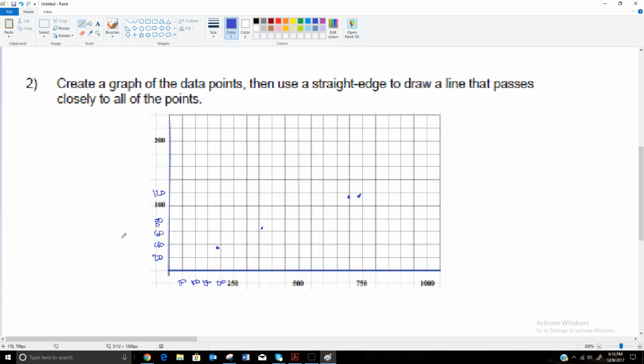Now it says to use a straight edge to draw a line that passes closely to all the points. So we're going to do like we did before. For me, I'm going to grab this tool. If you were doing it at home, you might just use a ruler or something. But it looks to me like I want to put a line somewhere right about there. It looks like this point's a little low, this point's a little low, these ones are a little higher. So it looks like I want to go right along there.